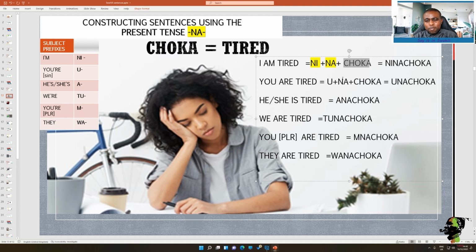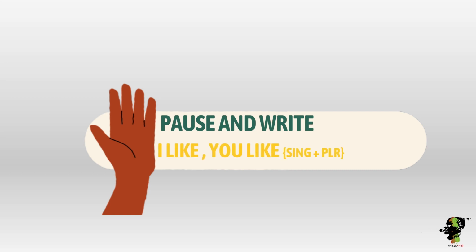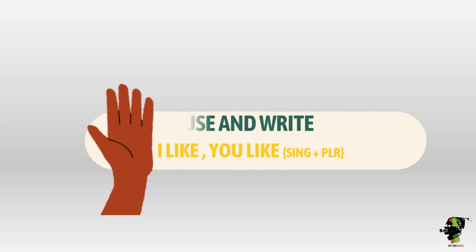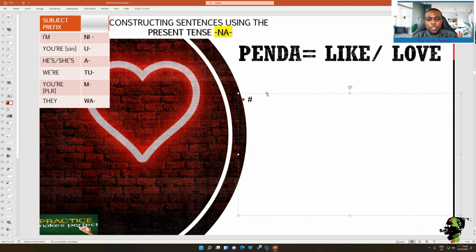Perfect. Very good. So let's have a look at another modal verb which will help us learn more in Kiswahili sentences. The verb like or love kwa Kiswahili, the verb like or love, penda. And you're going to still use the subject prefixes I am, you are, he or she is, we are, you plural are, and they are. Let's have a go together. First verb, the first sentence I want you to construct is I like.